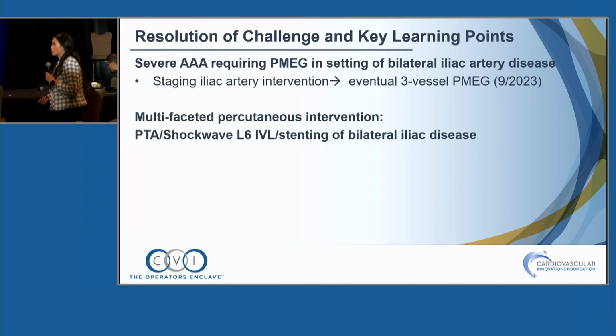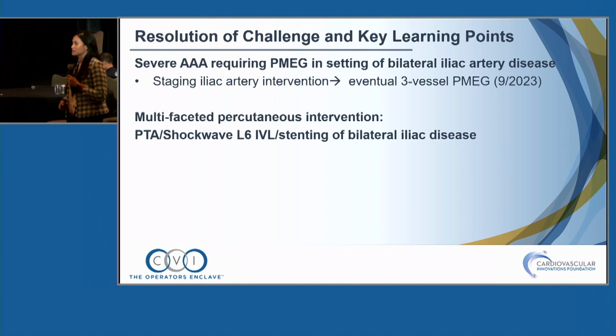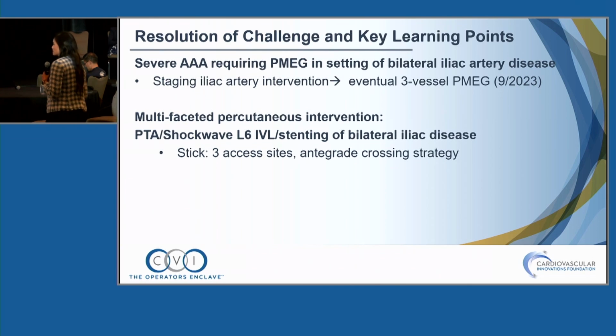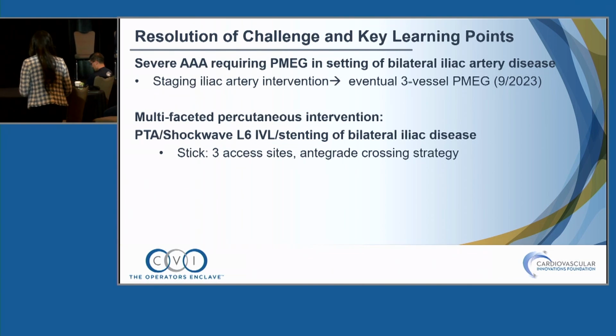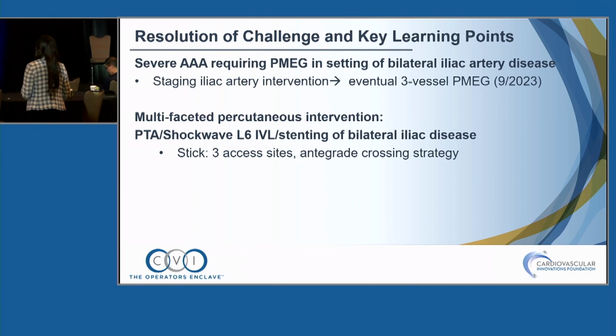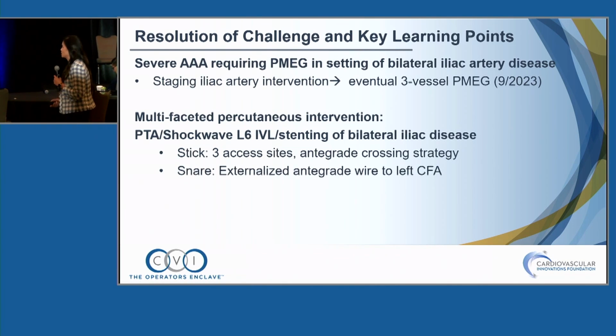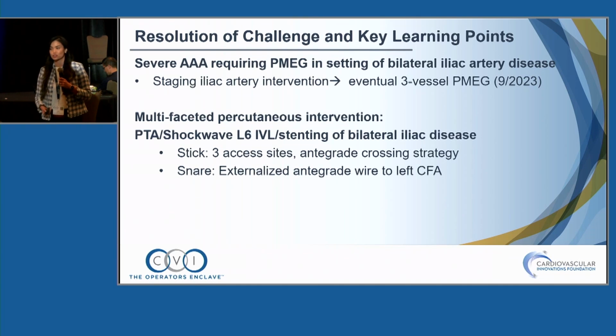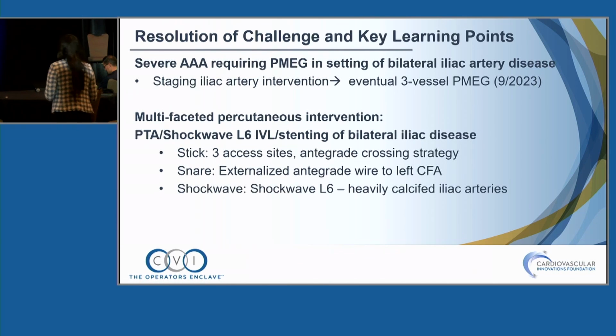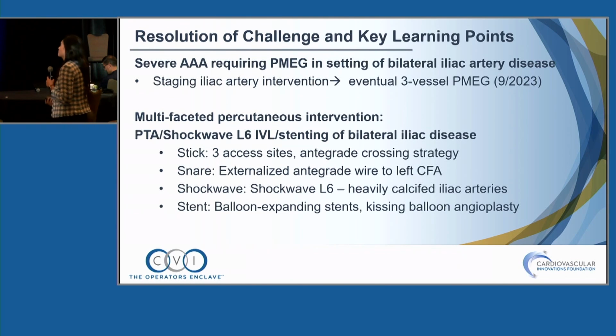The key learning points here are the multifaceted approach of her PCI requiring angioplasty, Shockwave L6, and stenting of her bilateral iliac arteries. It started with the stick, 3 access sites: bilateral common femoral artery, and more importantly in this case, the right radial artery, which facilitated our antegrade crossing strategy. That then allowed us to snare and externalize our antegrade wire and give us a rail to pull through our microcatheters through the CTO. Using our bilateral common femoral artery access, we were able to upgrade our sheaths so that we could use the larger L6 Shockwave balloons to attack these heavily calcified iliac arteries, allowing optimal deployment of our balloon expandable stents and kissing balloon angioplasty.